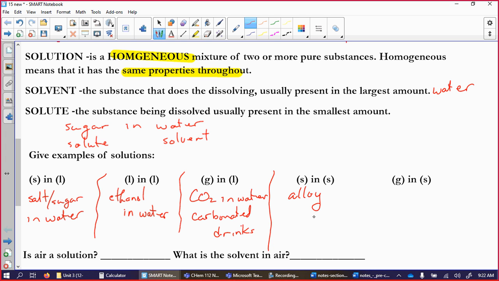An alloy is a solid in a solid. Stainless steel is a little bit of carbon in iron. You melt it, and then you bring it down. Gas in a solid. You can get gases trapped in rocks. That's far and away the least common.